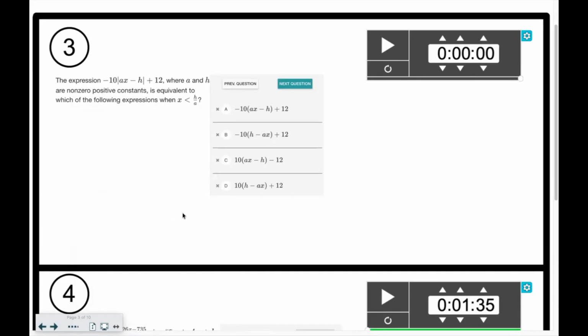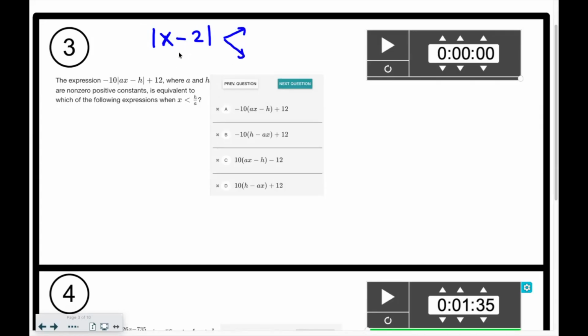Okay, so for this one I'm going to go over something more simple before we attack something like this. So I want us to take a look at maybe something like this. Imagine we had the absolute value of x minus 2, and we had to think about it as 2 different expressions, kind of like a piecewise function.